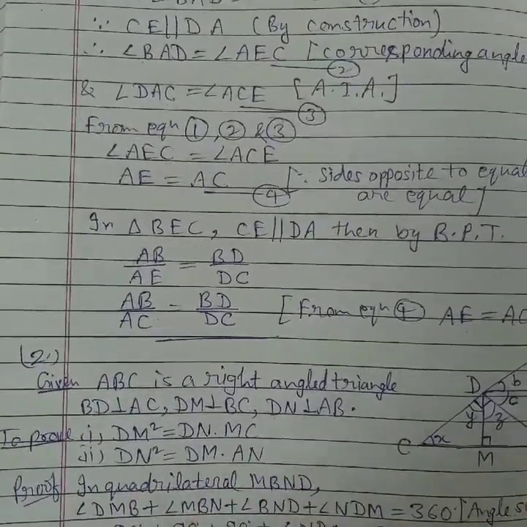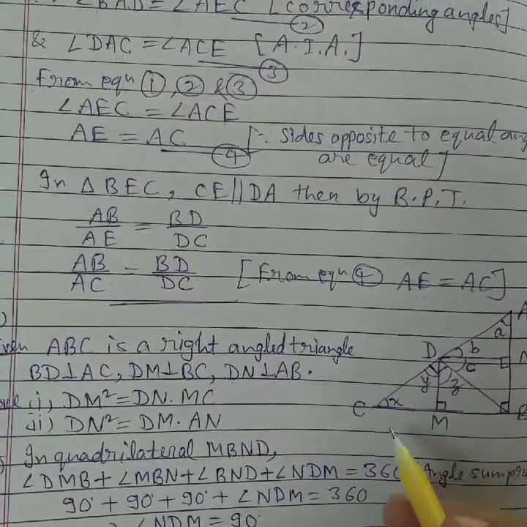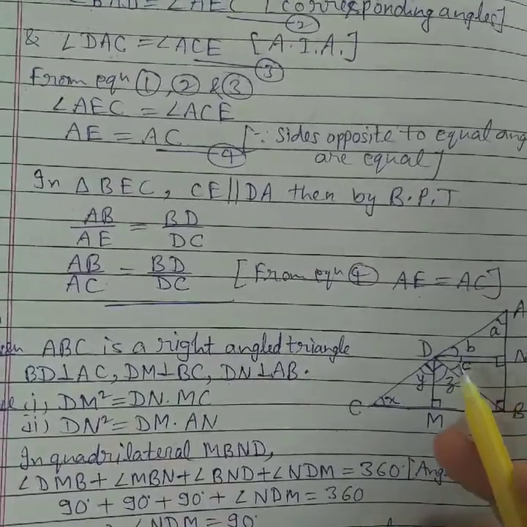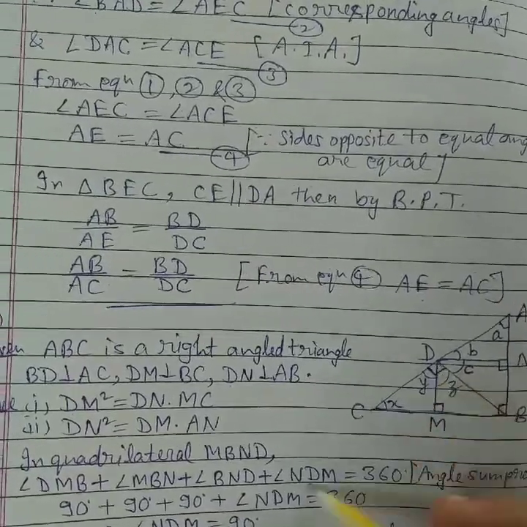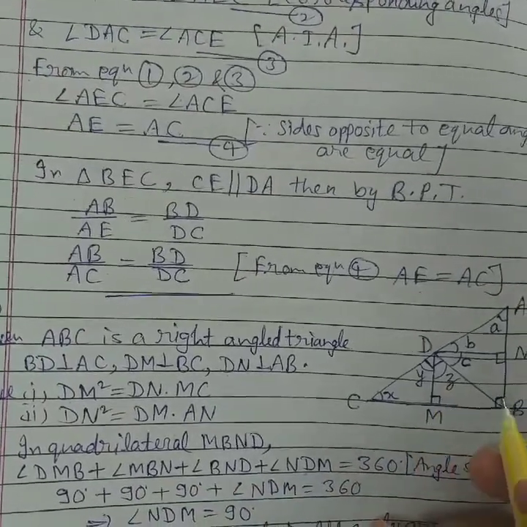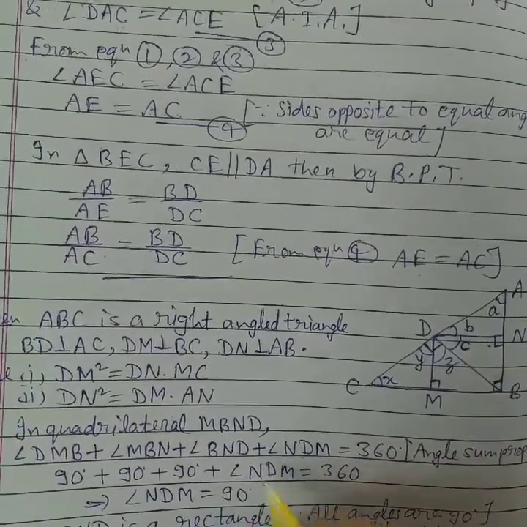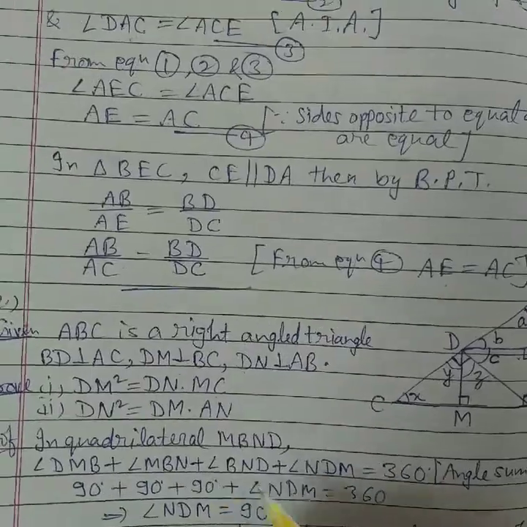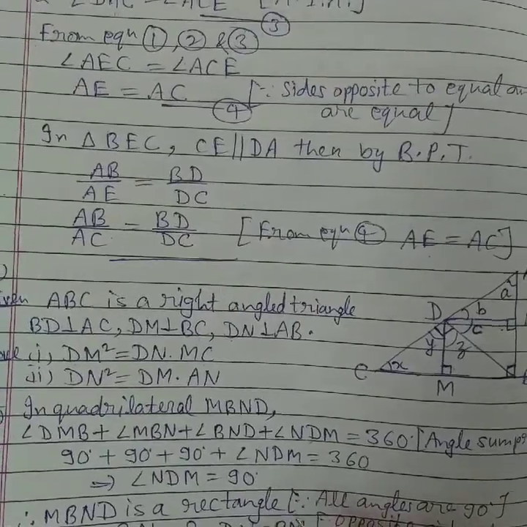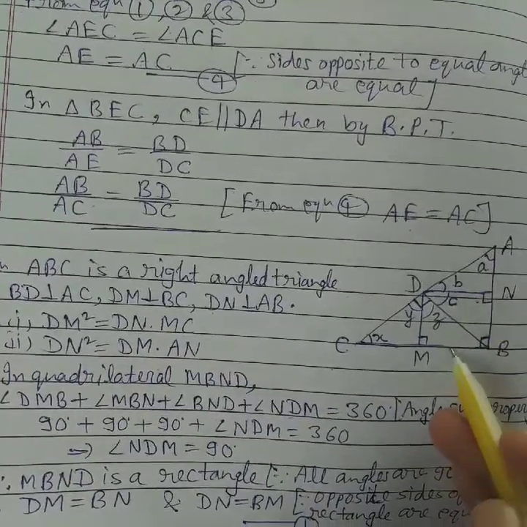Now proof. In quadrilateral MBND, using the angle sum property, angle DMB plus angle MBN plus angle BND plus angle NDM equals 360 by angle sum property of quadrilateral. Now angle DMB is 90, angle MBN is also 90, angle BND is also 90 and this angle we have to find. So on separating NDM, 90 plus 90 is 180, plus 90 is 270, subtracted from 360, we will get 90 degrees. Now MBND is a rectangle, all angles are 90. Clear? Now DM equals BN, its opposite sides are equal, and similarly MB equals DN.